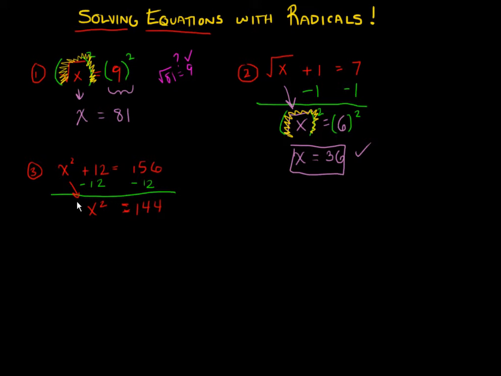Now, like last time, but kind of the opposite, x is being squared. So what's the opposite of squaring something? Square rooting it. So I want to square root both sides. Just like before, a square root and a square will cancel out, and that leaves us with just an x.